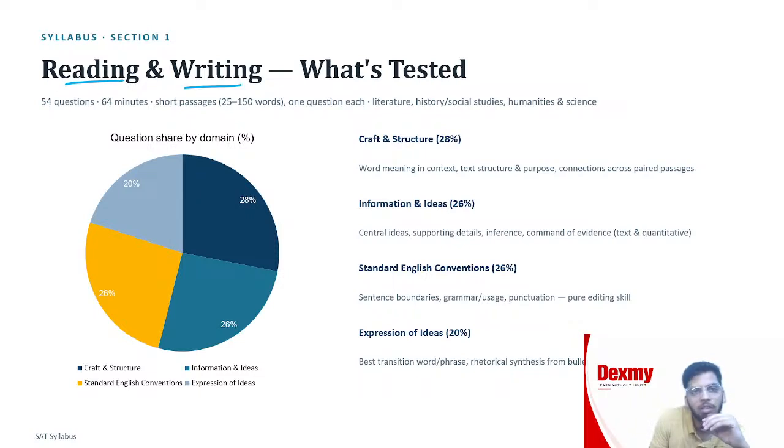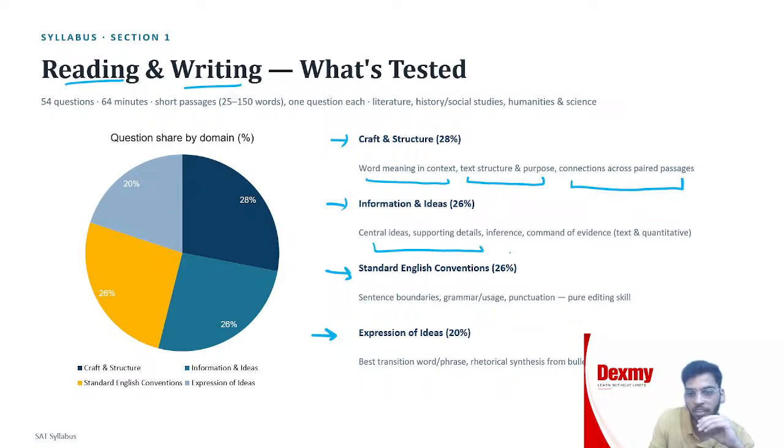What's tested in reading and writing is, first of all, craft and structure, which is 28%, then information and ideas, which is 26%, then standard English conventions, and then the expression of ideas, which is 20%. Now, what comes in craft and structure, I'll tell you that also. Word meaning in context is the first part, then text structure and purpose, then connections across paired passages. Then information and ideas: central ideas, supporting details, inference, command of evidence, text and quantitative, like that.